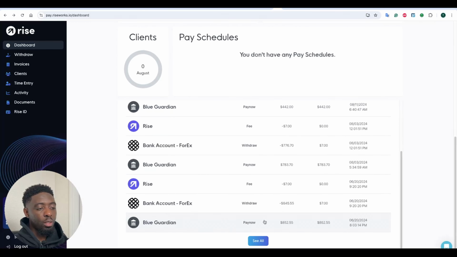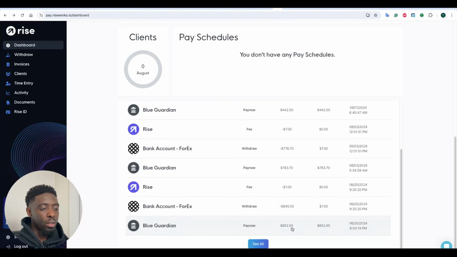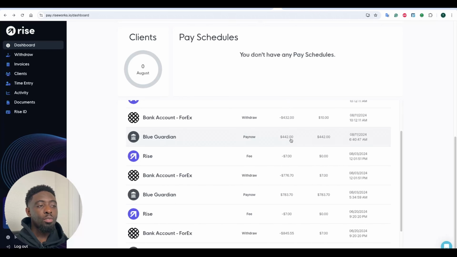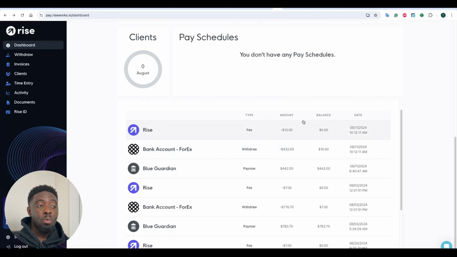The first payout I had was 852. Once you get your profits and you're trying to withdraw from Rise to your bank account, before they did like $7, but currently they're doing a $10 fee, and that's quite okay. So I had 852, 793, I have 442, and currently I just did 1,300 times 2. I'm expecting those payouts to come in as well, and that's how easy it is.